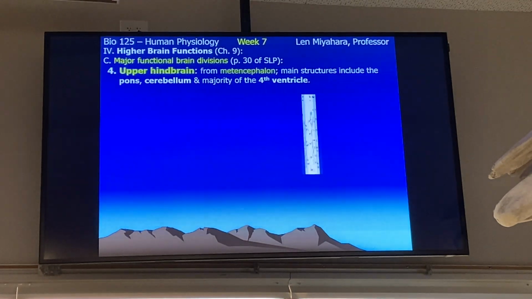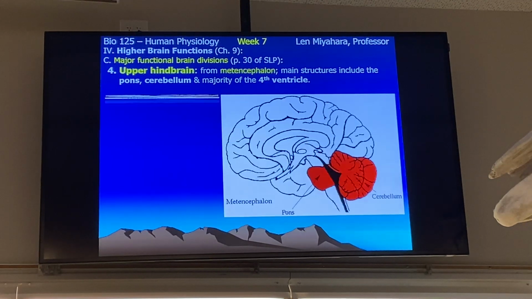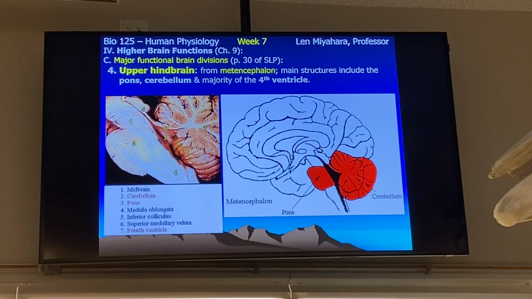Because I'm winging it. All right, so now we're in the hindbrain. The hindbrain in the 3 vesicle brain was the rhombencephalon. It splits into 2, metencephalon and myelencephalon. But both of these are considered hindbrain. Metencephalon is the upper hindbrain, and we basically just have 2 structures, and then also the majority of the 4th ventricle. This is the 2nd largest of the 5 vesicles.